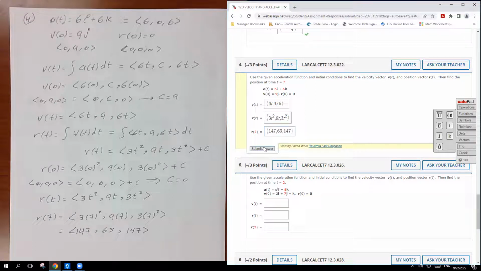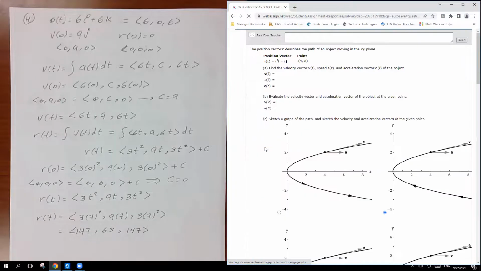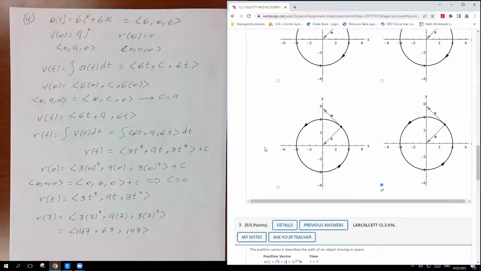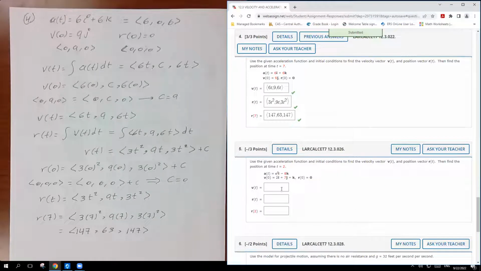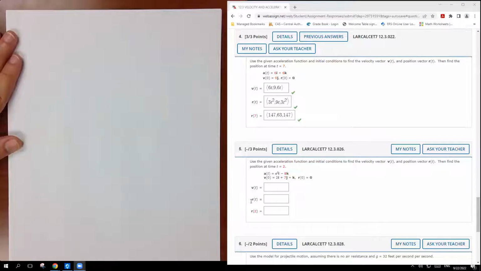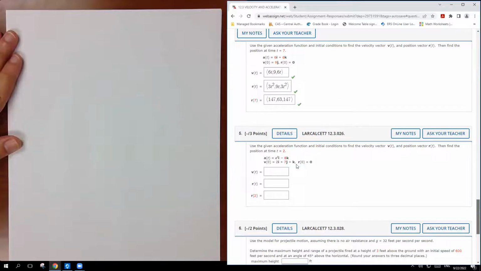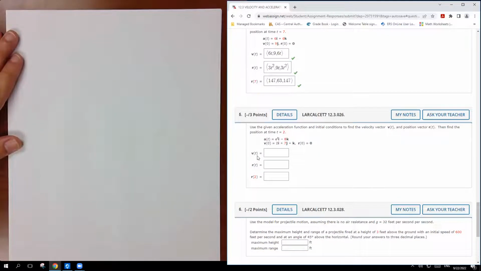Let's check that. And you're going to do exactly the same thing with the next example. But now we have different functions, and we're going to do the opposite thing. So next, problem 5, we need the same thing: find the velocity and the position vector.